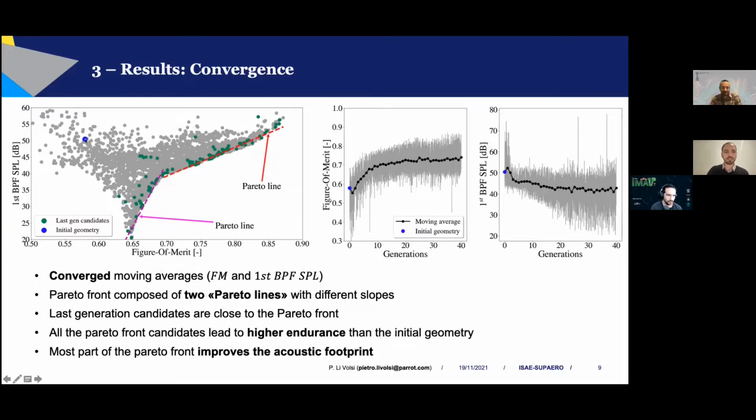As you can see, since all the Pareto front is on the right side of the initial geometry, we can clearly see that all the Pareto front has a higher endurance. Most of the Pareto front is below the initial geometry. That means that their emitted noise has been improved.